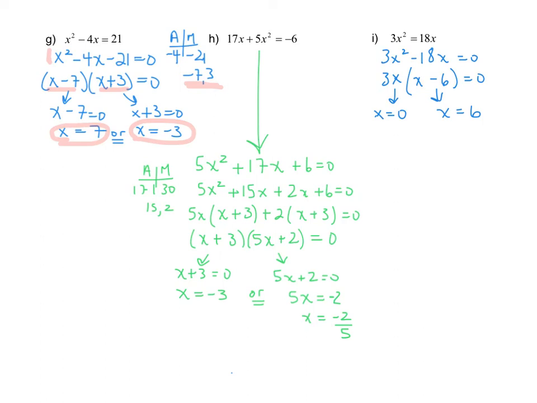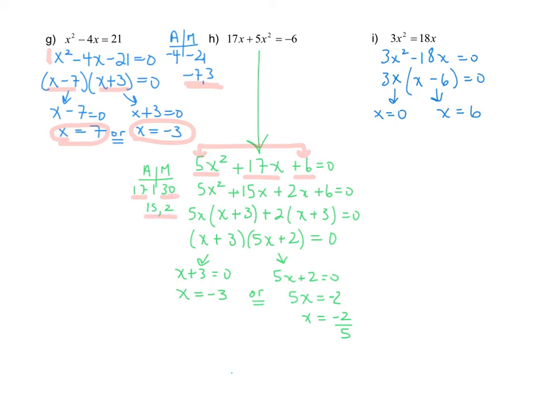Looking ahead to part H, this one I rewrote so that I put my x squared term first, then my x, and then I undid the negative 6 by adding 6 to both sides to get my new equation. And then I looked for two numbers that add to the 17, that middle term, and multiplied to the product of the outsides. So the 6 times 5 gave me the 30 here. And my two numbers that did that for me were 15 and 2.